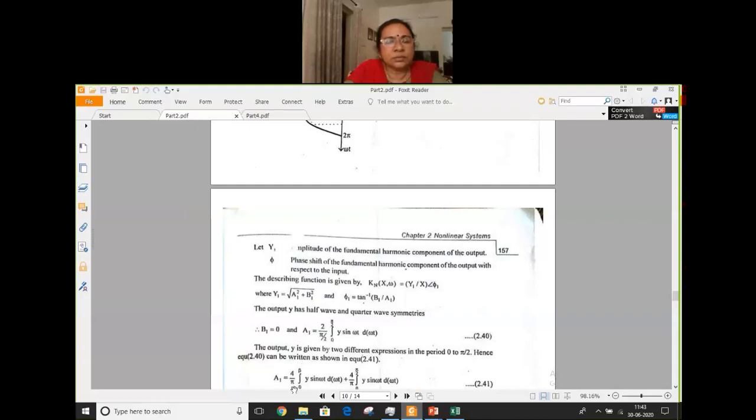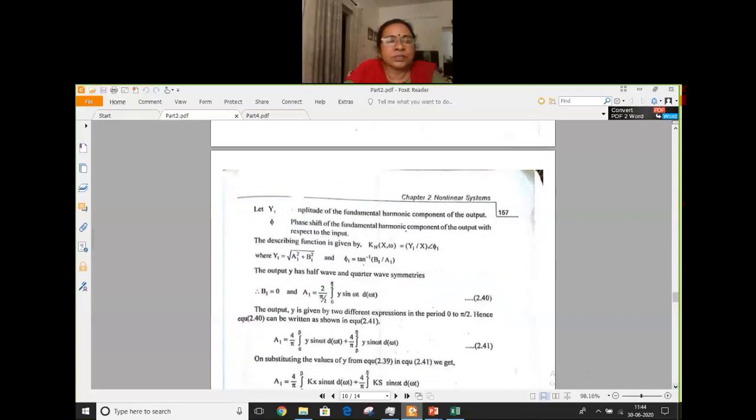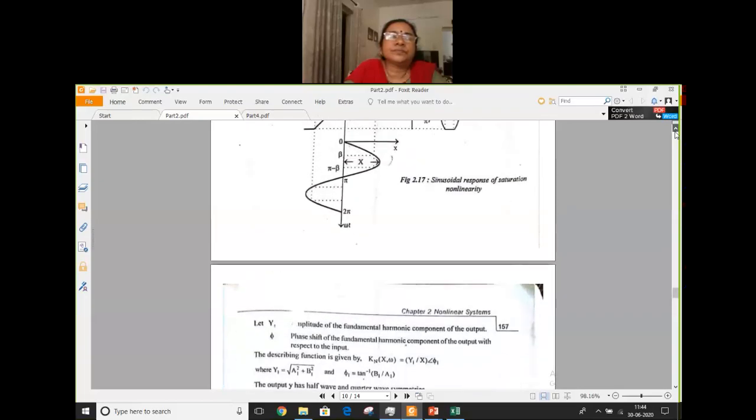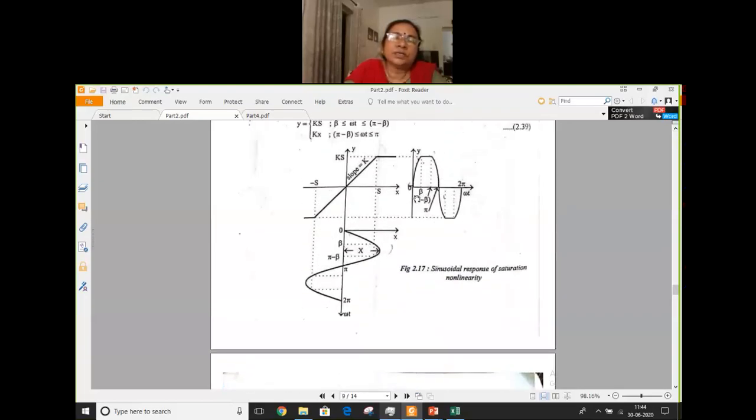A1 is equal to, so we will have a split up. What is the split up? From 0 to beta, what is the equation? y sin omega t d omega t. See the figure. From 0 to beta, it is a part of the sinusoidal wave only. What is that equation? y sin omega t. And from beta to pi minus beta it is a constant one. Again it is y sin omega t. That we can see now.